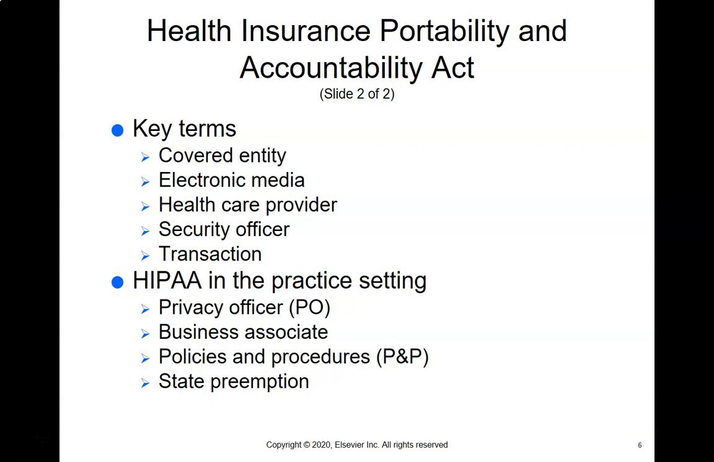HIPAA's federal privacy regulations apply unless the state laws are more stringent regarding privacy, a situation referred to as state preemption. A state law is considered to be more stringent if it does the following: gives an individual greater access to his or her healthcare information, prohibits disclosure that would be allowed under HIPAA, or narrows the duration of an authorization to release information.